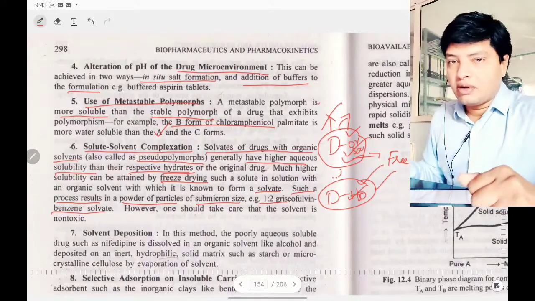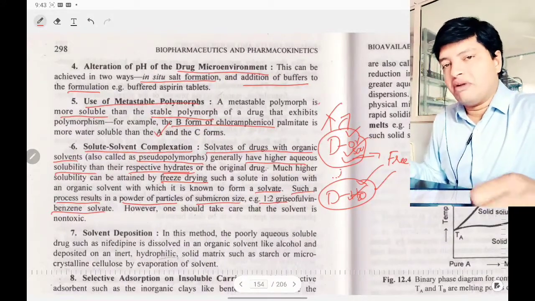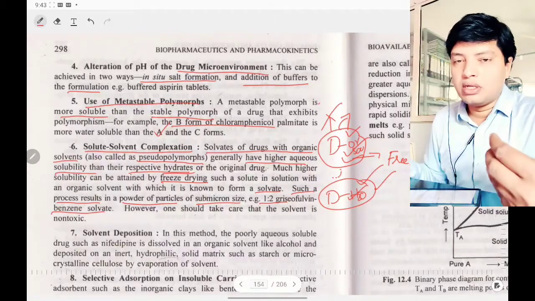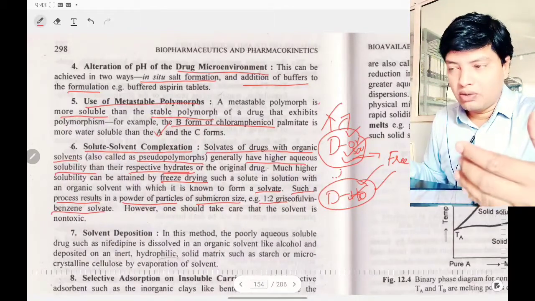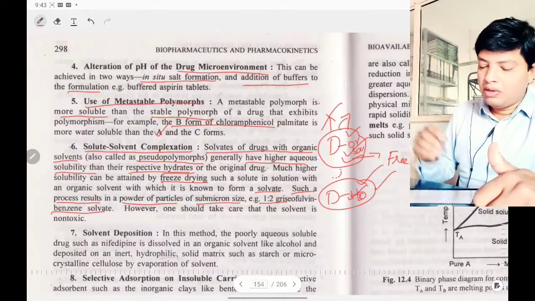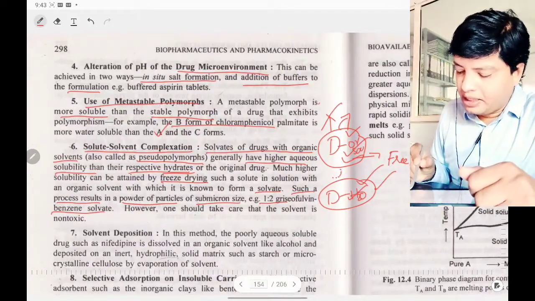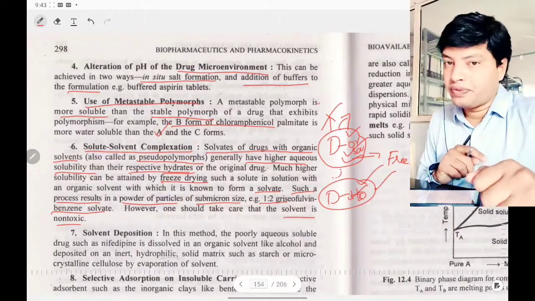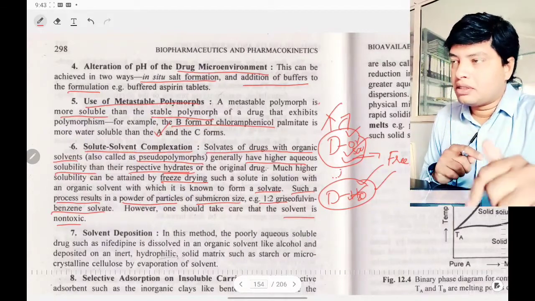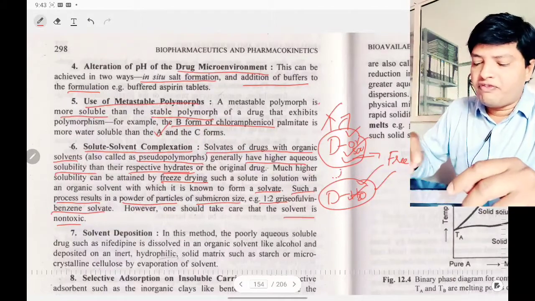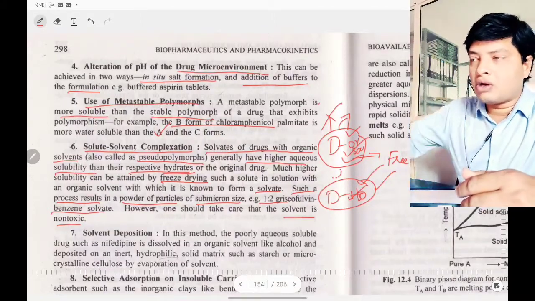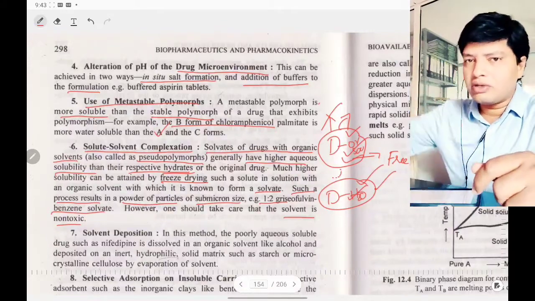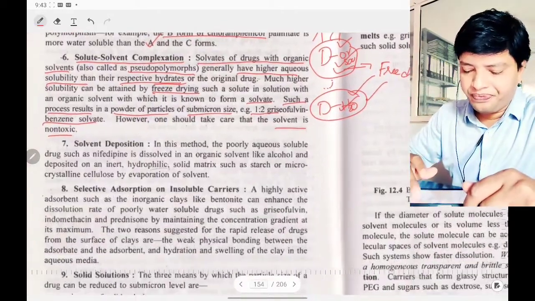Griseofulvin benzene. One molecule of griseofulvin and two molecules of benzene form a solvate whose bioavailability, or whose solubility, is increased. Now, care should be taken that the solvate is non-toxic. Remember, whatever organic solvent you are using, care should be taken that the solvate is non-toxic. If you don't get a solvate with a non-toxic organic solvent, then avoid this method. You have so many methods, you can go and follow those methods.